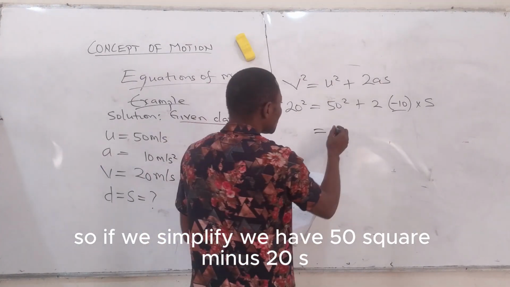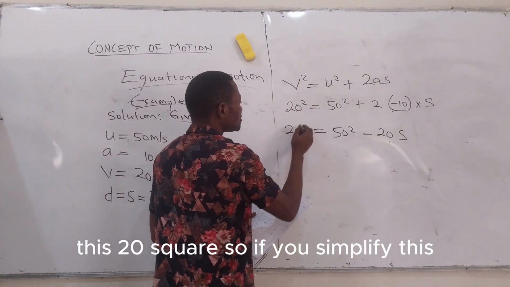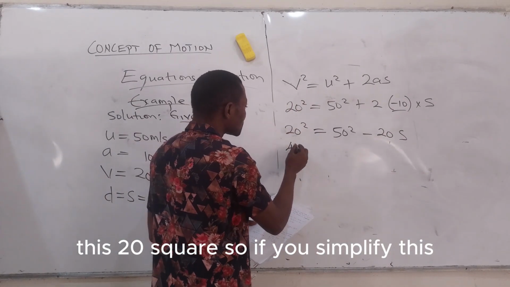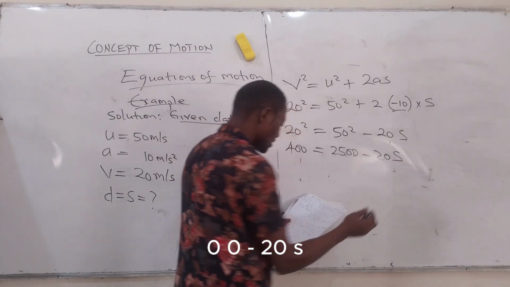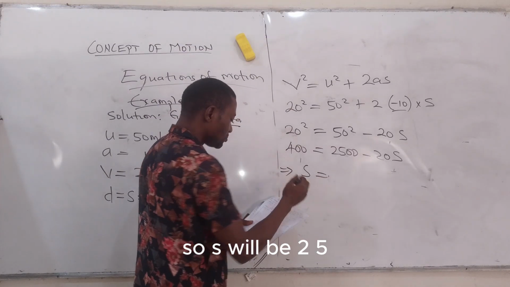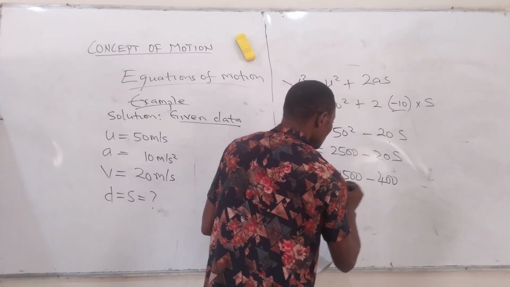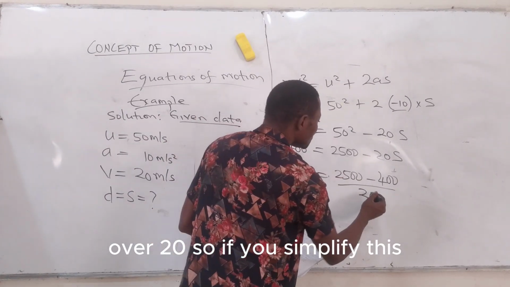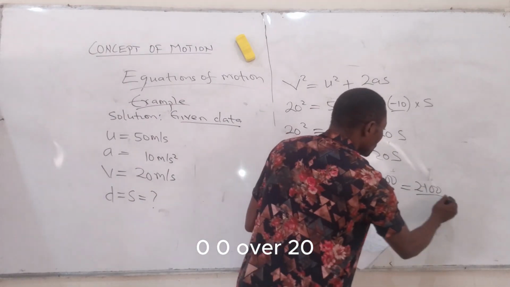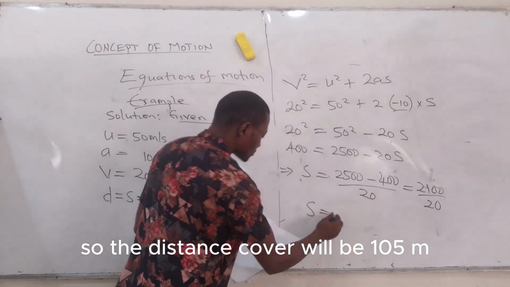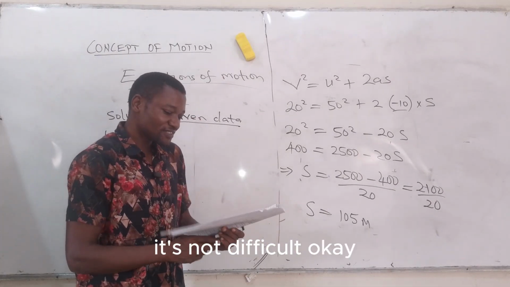So if we simplify, we'll have 50 squared minus 20s, this 20 squared. If you simplify this, 400 equals 2500 minus 20s. So s will be 2500 minus 400 over 20. If you simplify this, you have 2100 over 20. So the distance covered will be 105 meters. Is it difficult? No, it's not difficult.